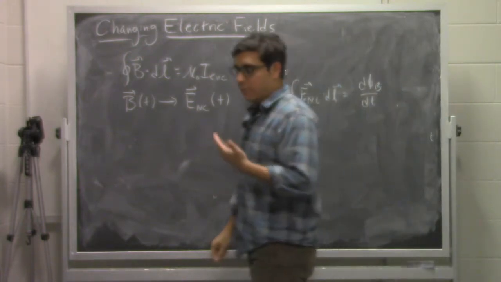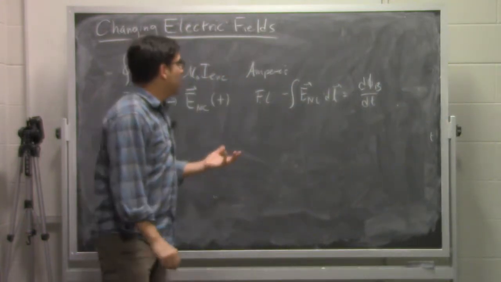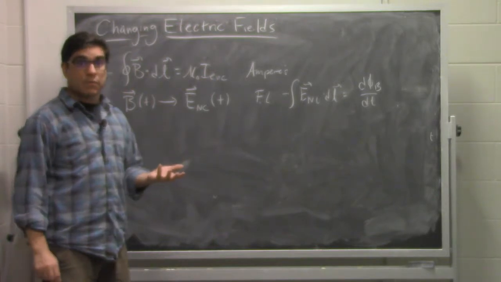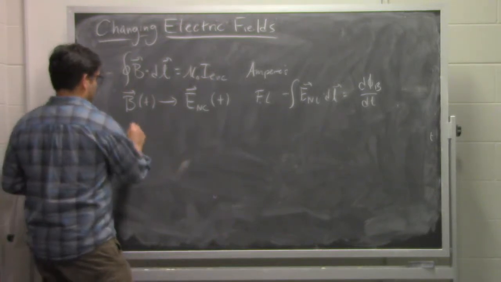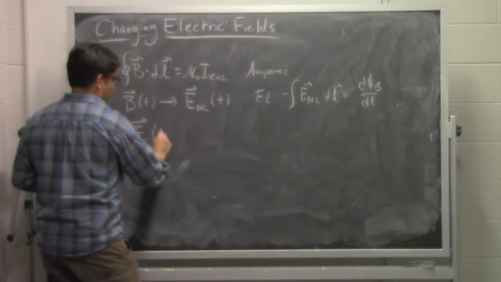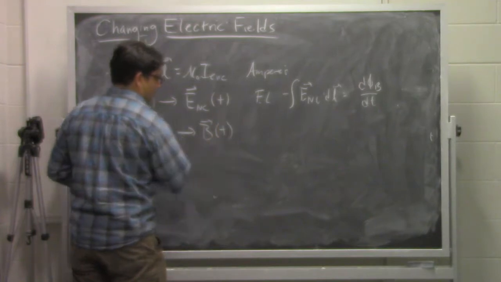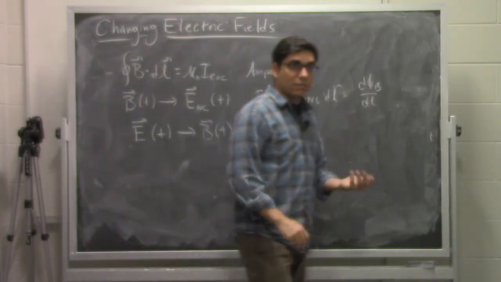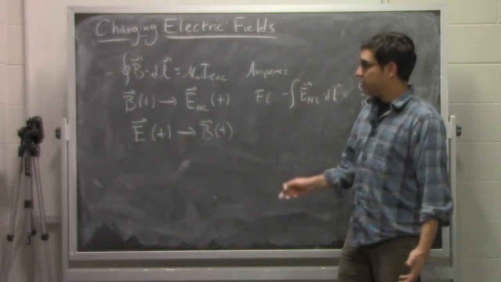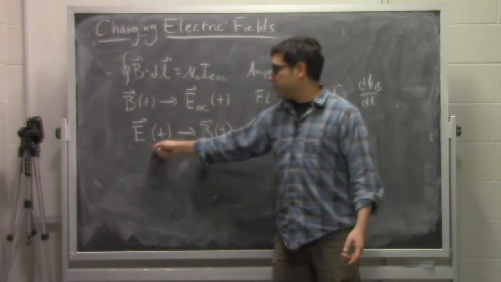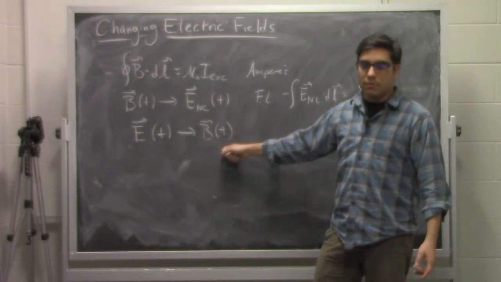Well, it turns out that if you look at how electric fields change with time, you pick up magnetic fields. That is, if I have an electric field that changes with time, it will generate a magnetic field that also changes with time. This gives us an interesting symmetry. If a magnetic field changes with time, it generates an electric field. If an electric field changes with time, it generates a magnetic field.